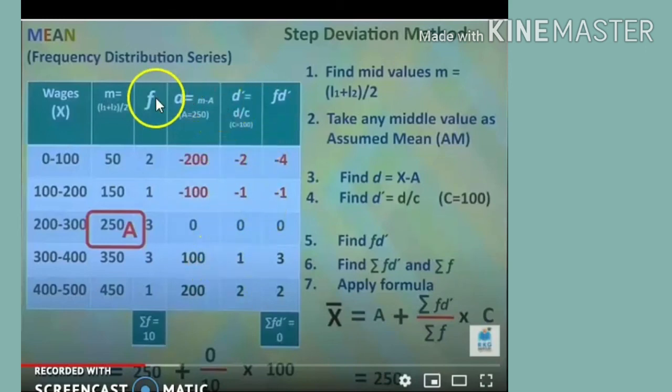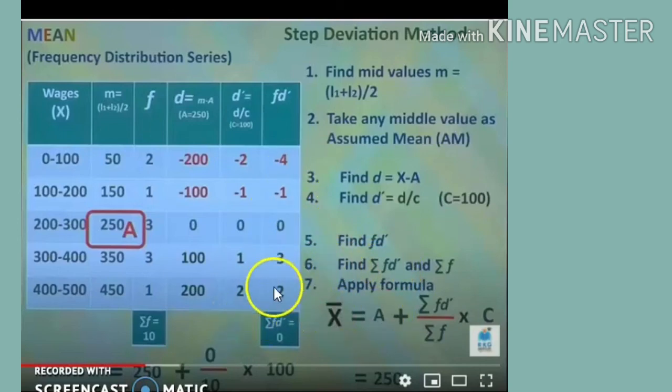Next column you will be multiplying f into d dash. That is 2 into minus 2, you will be getting minus 4, 1 into minus 1, you will be getting minus 1, and 3 into 0, you will be getting 0. Next 3 into 1, you will be getting 3. Then 1 into 2, you will be getting 2. So first you will be adding minus terms, and then adding plus terms, then subtracting. Adding minus terms, you get minus 5, and plus terms you get 5, so you will be getting 0 as the answer.